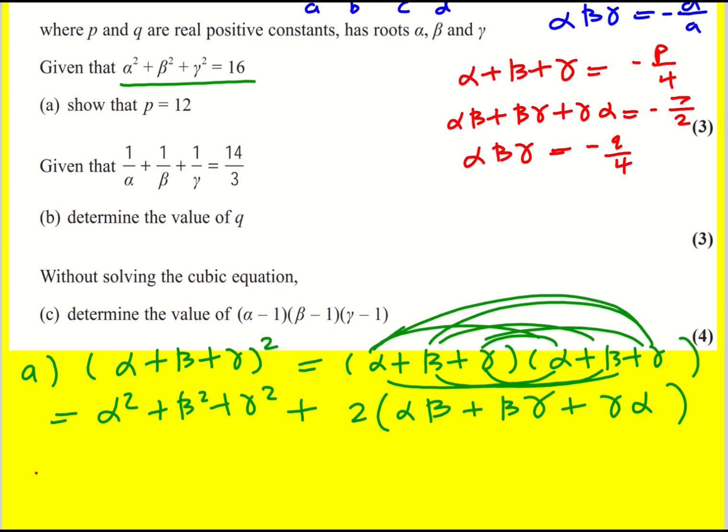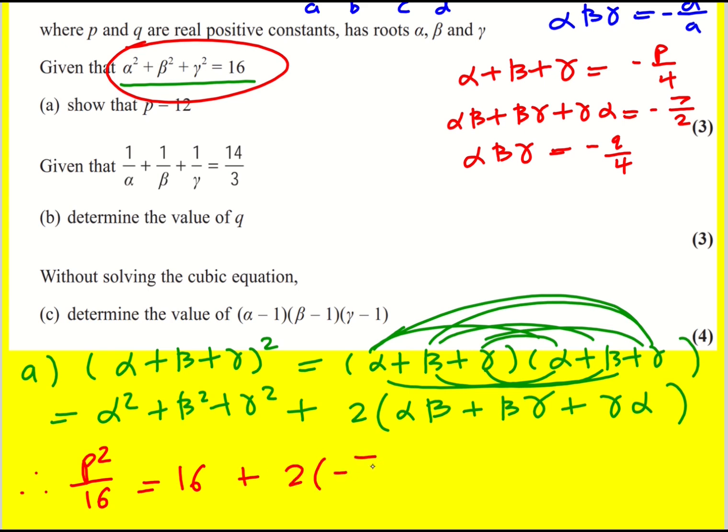Okay, and that's really useful because therefore, we have p squared over 16 here when I square alpha plus beta plus gamma, because alpha plus beta plus gamma was minus p over 4. And that is going to equal 16 that we were given from up here, plus 2 lots of minus 7 over 2. That ends up being minus 7. I'm going to get 9. So p squared is 9 times 16. You could write it as 3 squared times 4 squared to be fair, or 12 squared, 144. But p is then going to be 12.